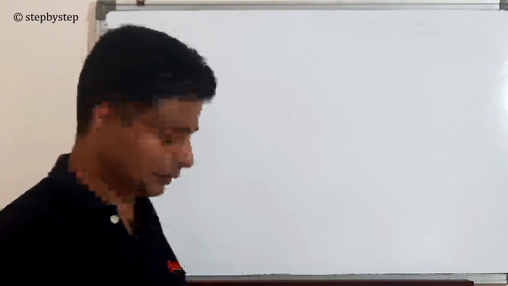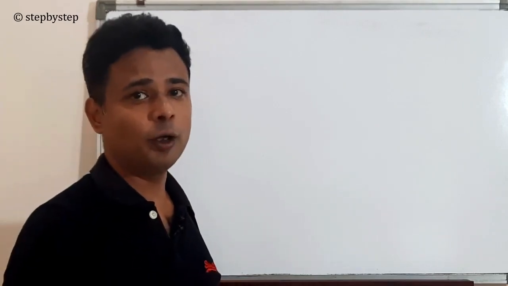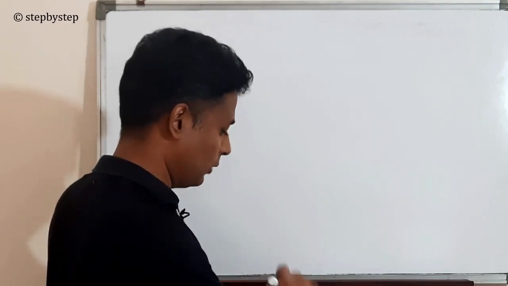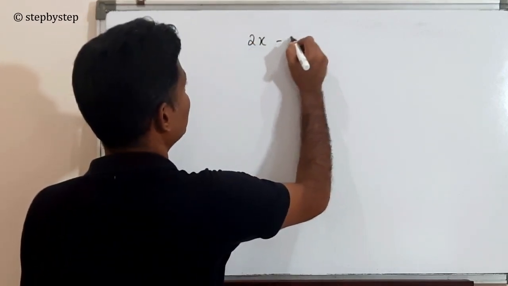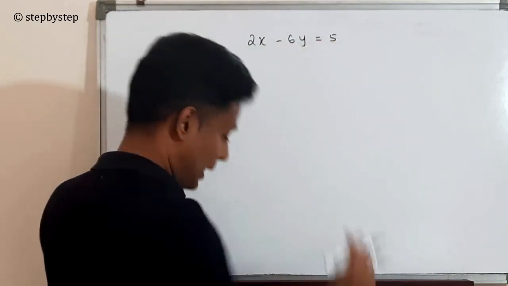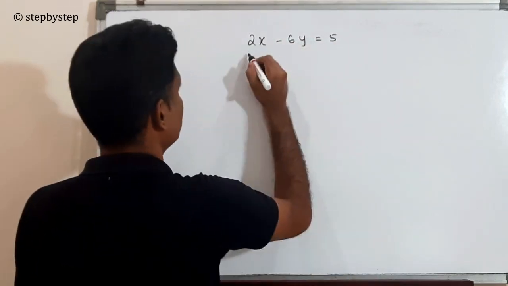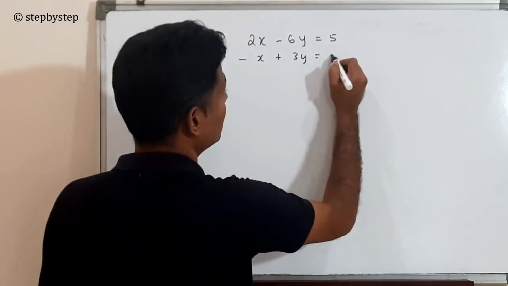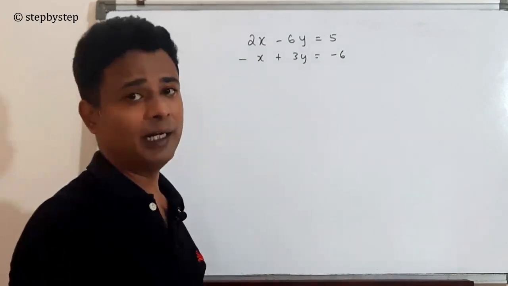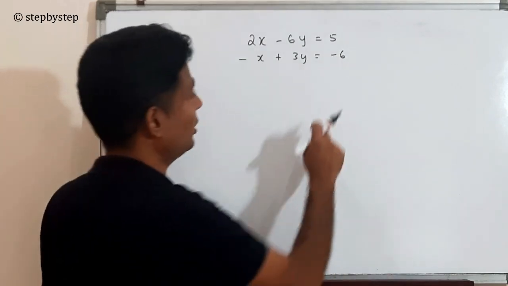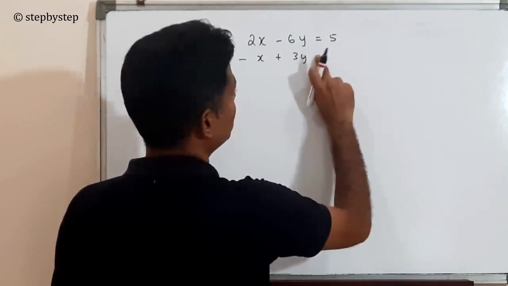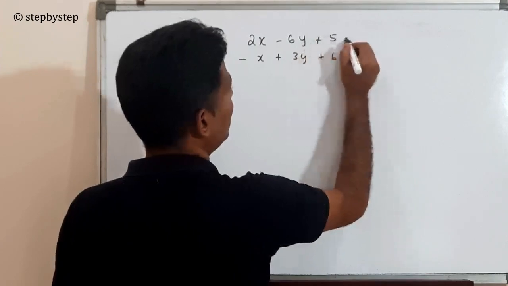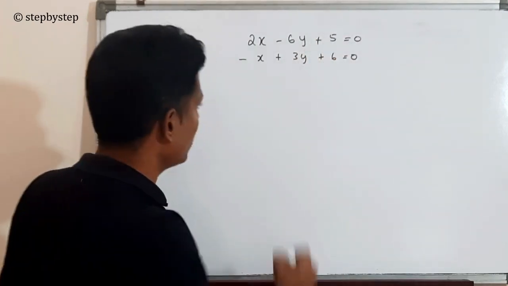Now what is the first question? What type of solution does the following system of linear equations have? They have given us 2x minus 6y equal to 5 and minus x plus 3y equal to minus 6. Now before finding the conditions, we need to transpose the c values to the other side. So minus 6, when it comes to this side, becomes plus 6 equal to 0, and this becomes plus 5 equal to 0. So what kind of solution?